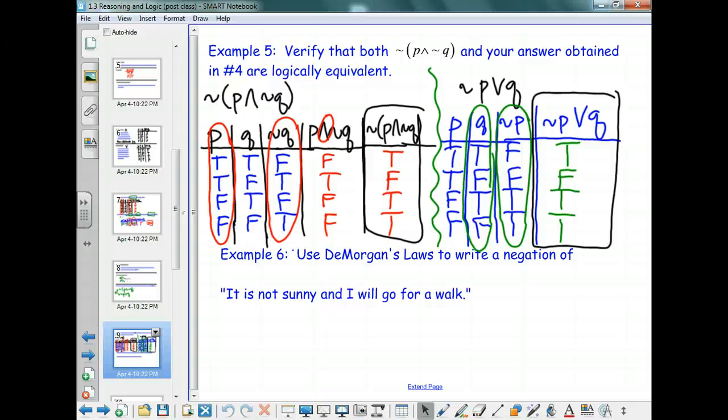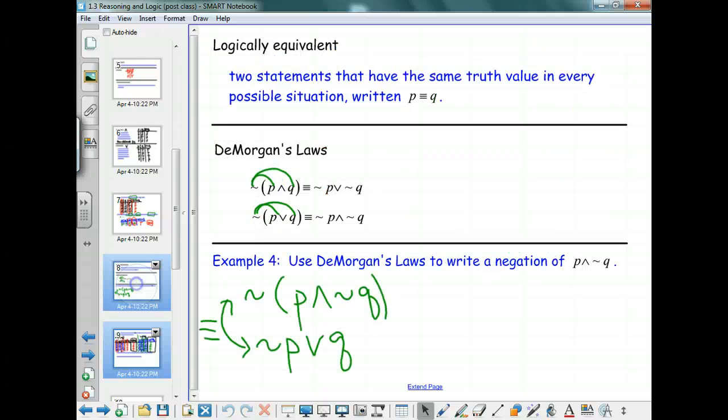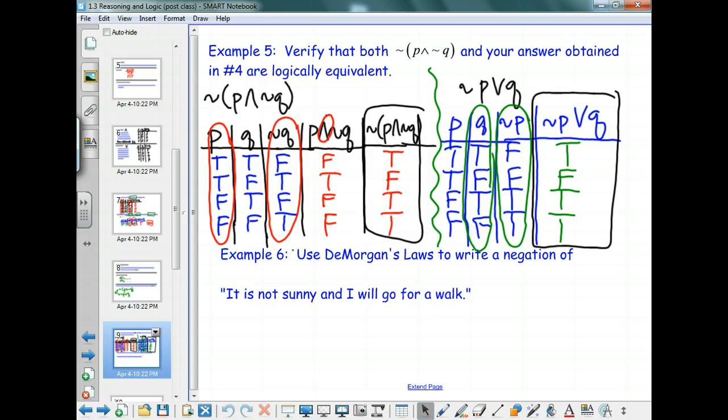All right, so we go back one slide. When we're looking at De Morgan's laws, you see that this negation applies to the P to make it negation of P. It applies to the conjunction to turn it into a disjunction. And it applies to the Q to make it a negation of Q, right? So we're going to do that now for a statement that's actually got language to it.